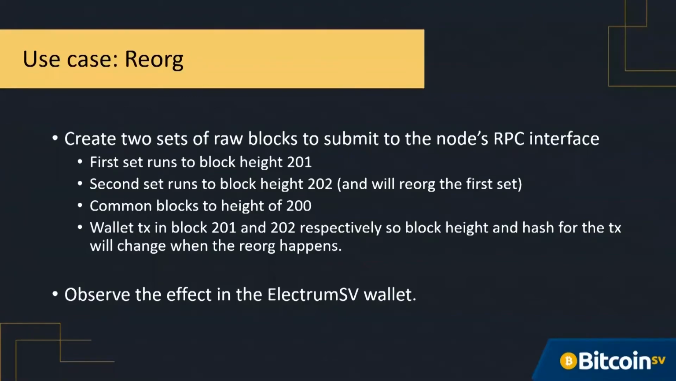So the other main use case is obviously simulating a reorg. I'd like to run through an example where I reorg a transaction from block height 201 up to 202. Obviously the block hash associated with that transaction will also change, and we should be able to observe the effect of that in the wallet.